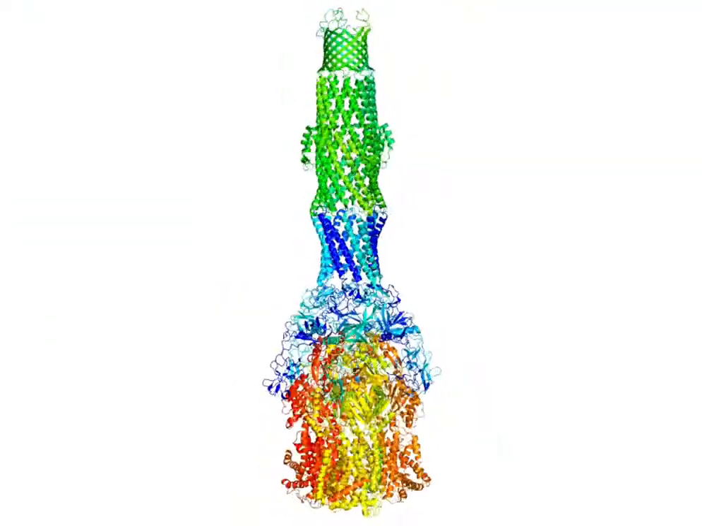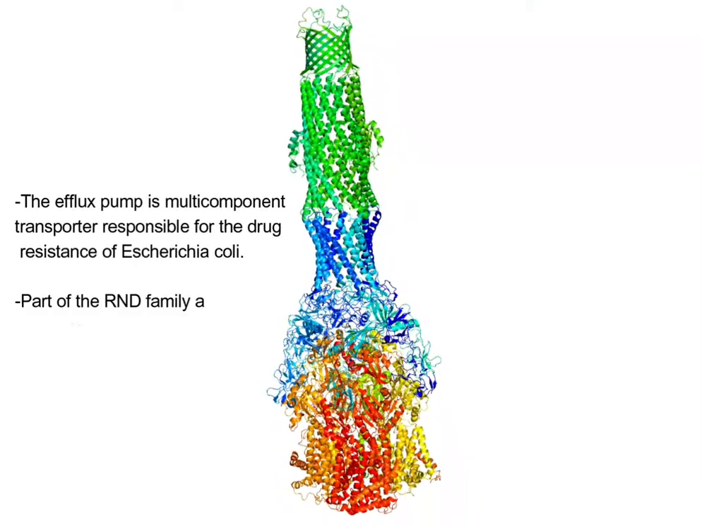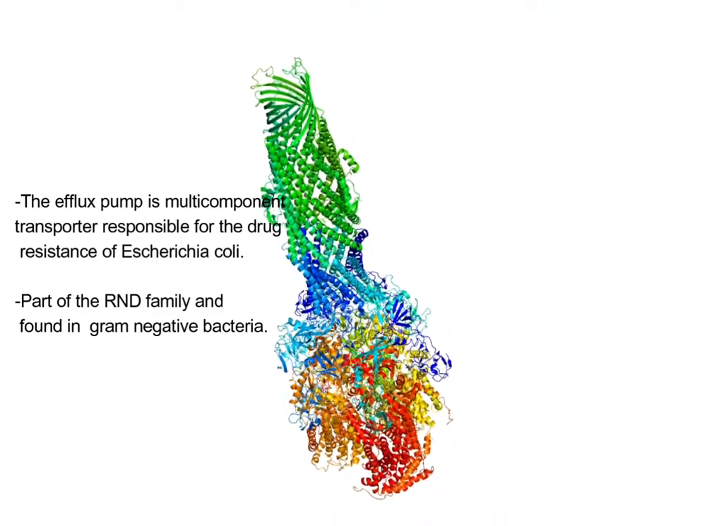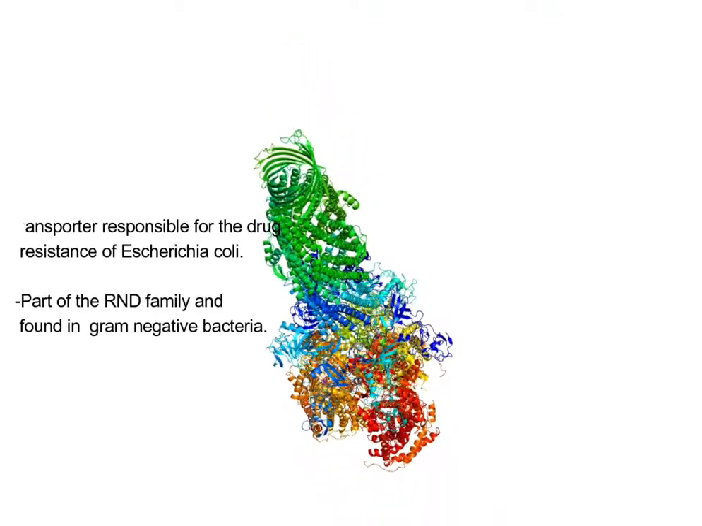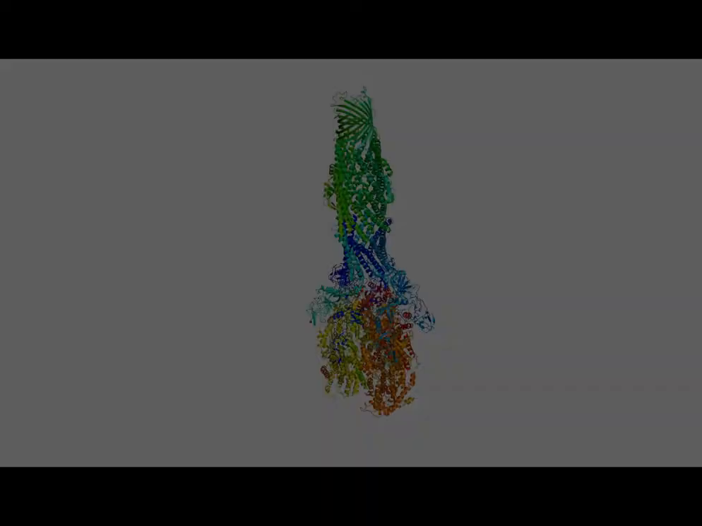Wow, that's so cool. What does it do? It's a multi-component transporter that binds to multiple drugs such as antibiotics and anti-cancer drugs. It's also part of the RND family and is one of the reasons for the drug tolerance of E. coli. Now let's take a closer look at the structures.